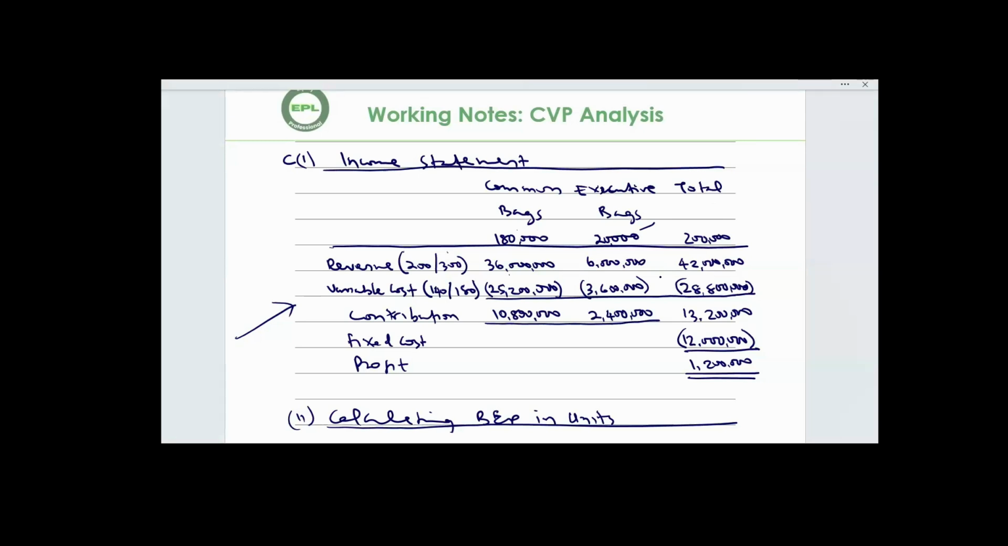Again, variable cost of 140 naira per unit of common multiplied by 180,000 units will give you 25,200,000 naira. Then for executive, 180 naira multiplied by 20,000 will give you 3.6 million. That's what we did. Is it clear now? Yes, sir. Very clear. Thank you.